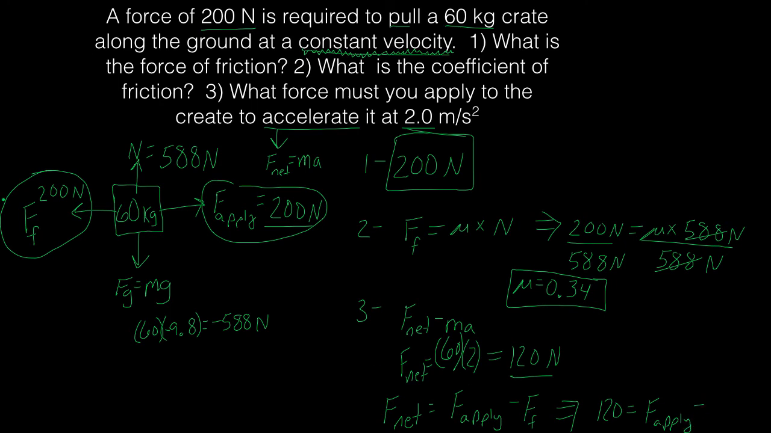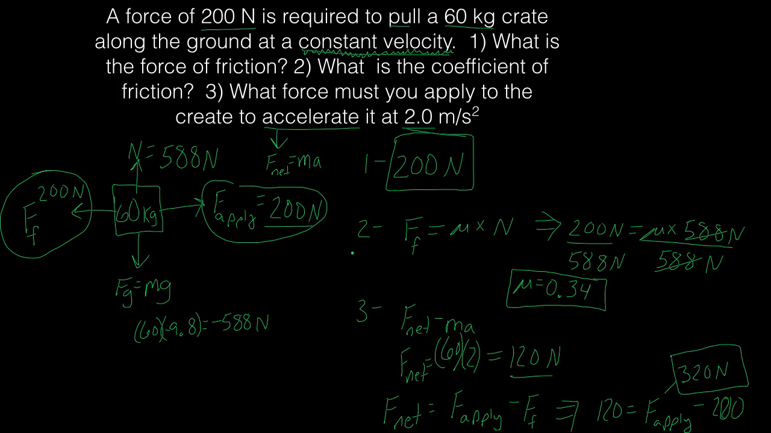The force of friction is not going to change because you're using the same object, so that's going to stay the same. Oops, that's a 0. It will be 200. So how do you solve for force applied? You add 200 to each side. 200 plus 120 is equal to 320 newtons.